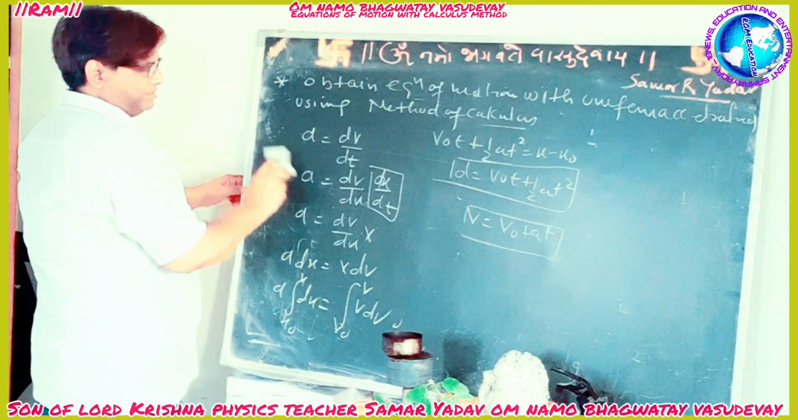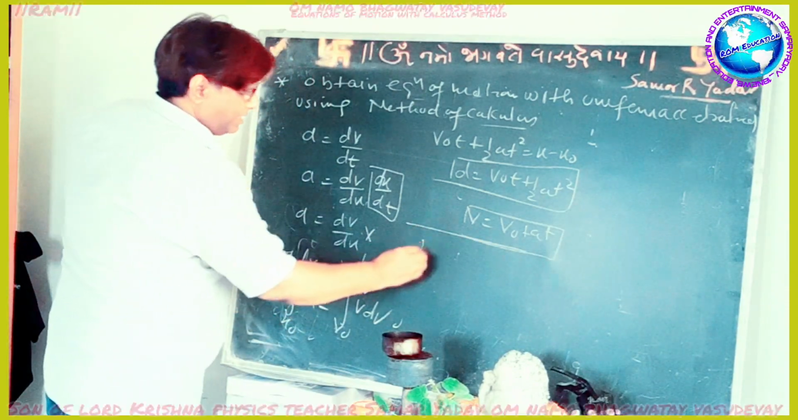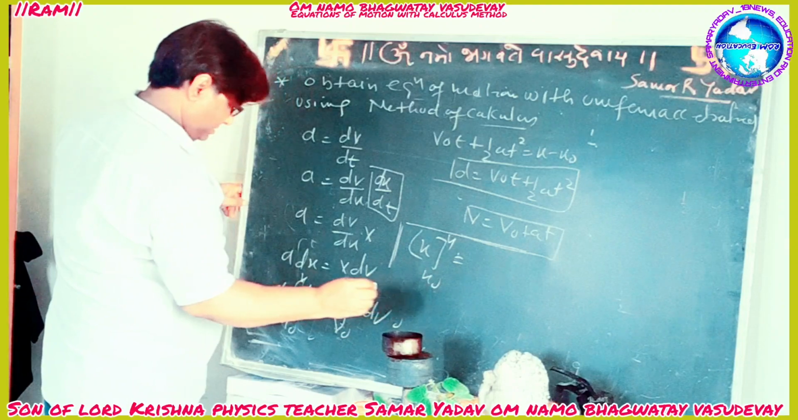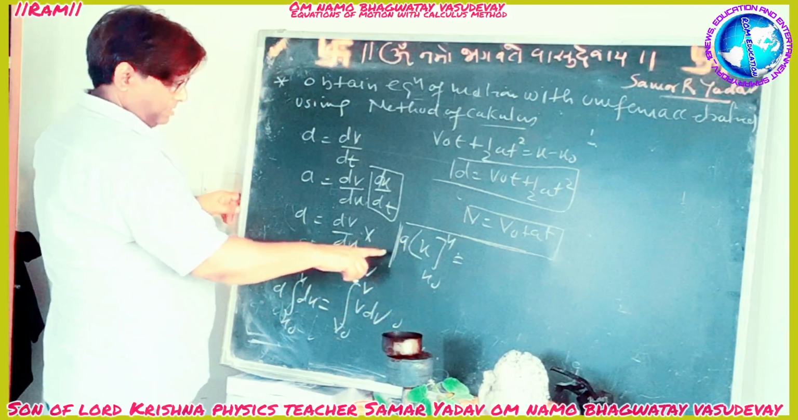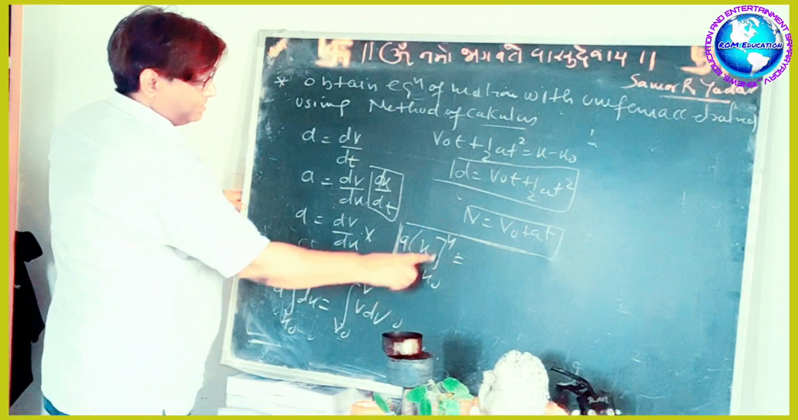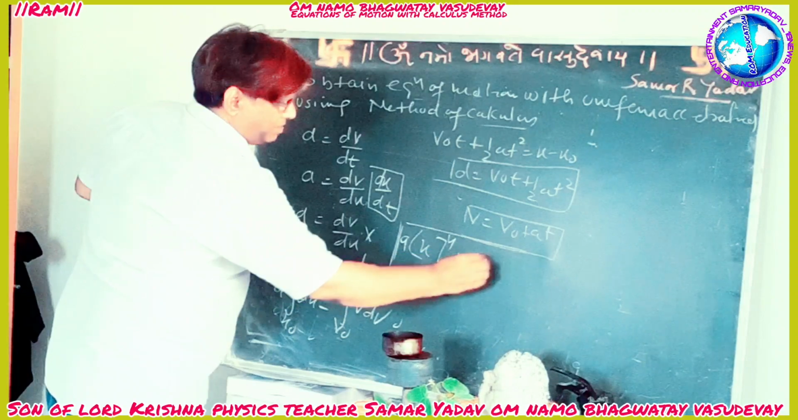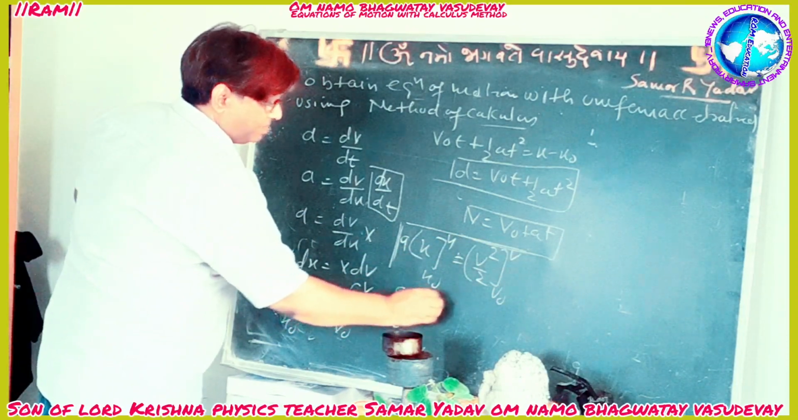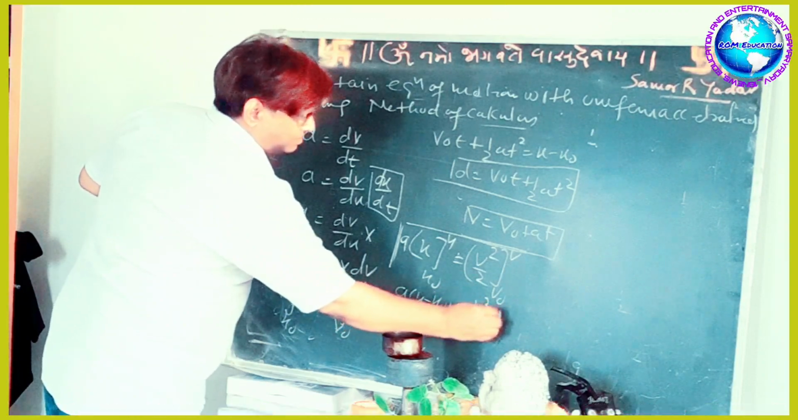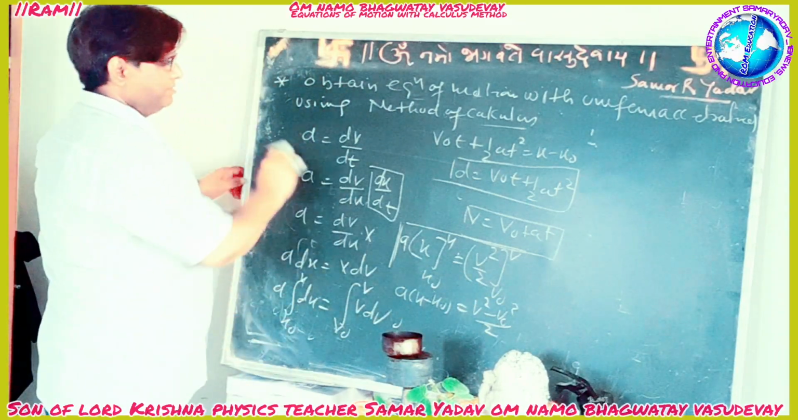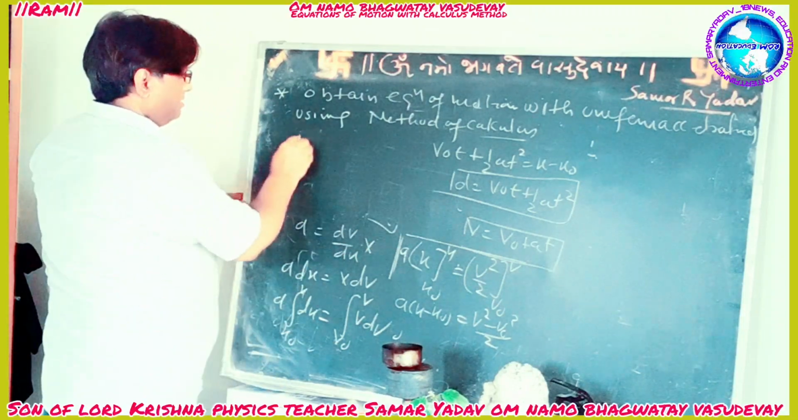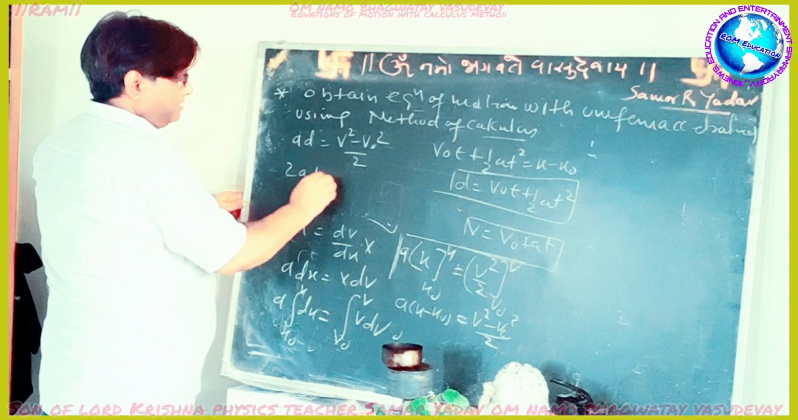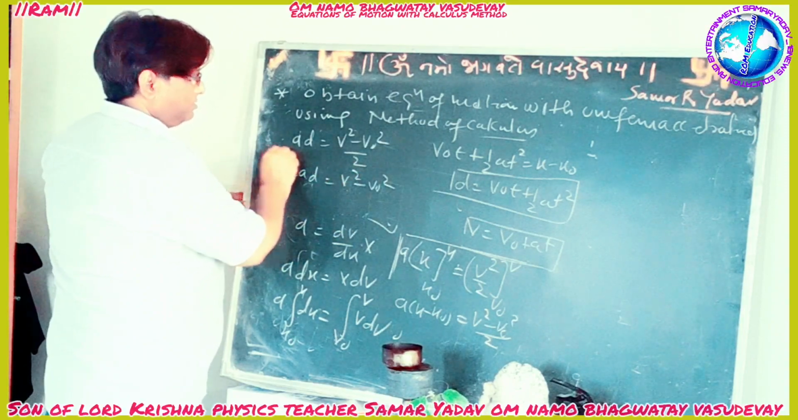Now simplifying, we get a into x, limit x0 to x, is equal to v square by 2, limit v0 to v. Therefore a into x minus x0 is equal to v square minus v0 square by 2. Simplifying, we get a into d is equal to v square minus v0 square upon 2. Therefore 2ad is equal to v square minus v0 square. So this is the third equation.